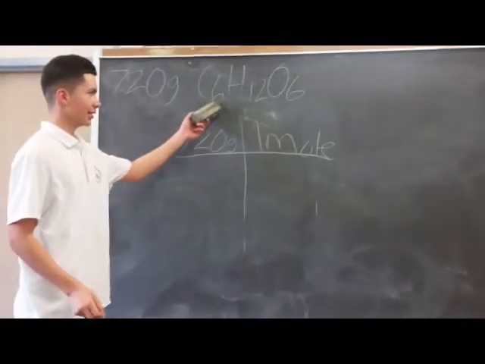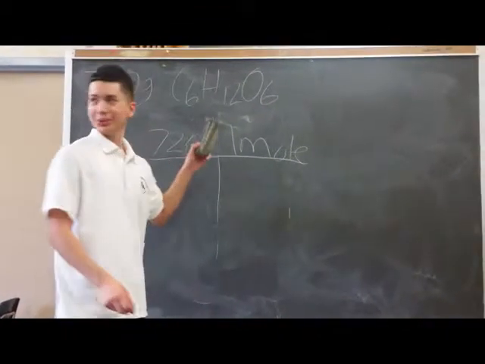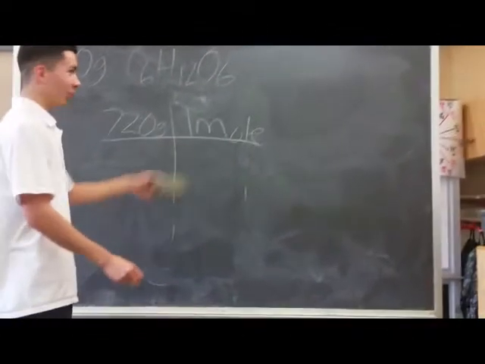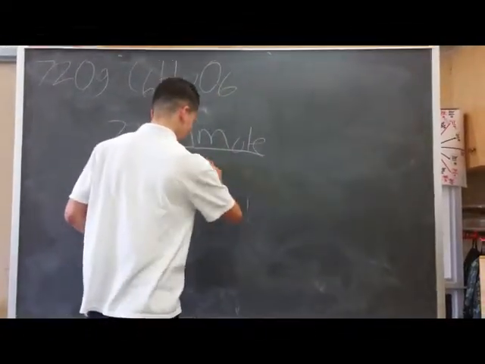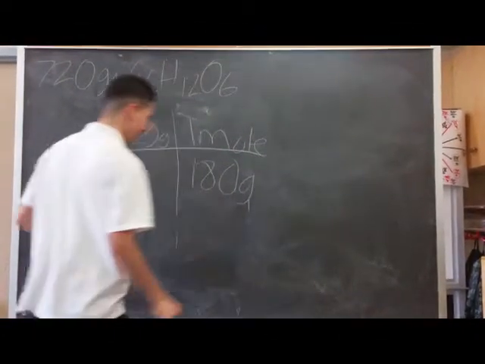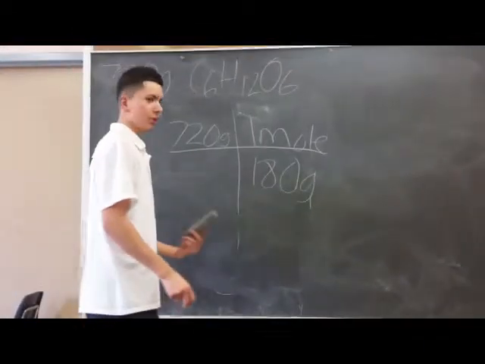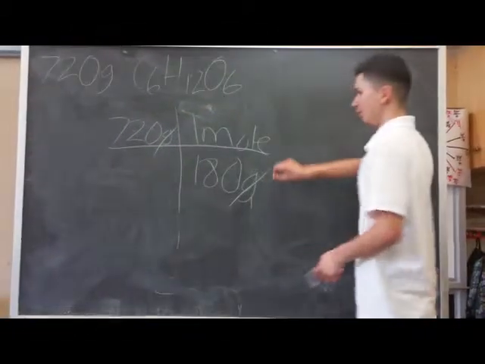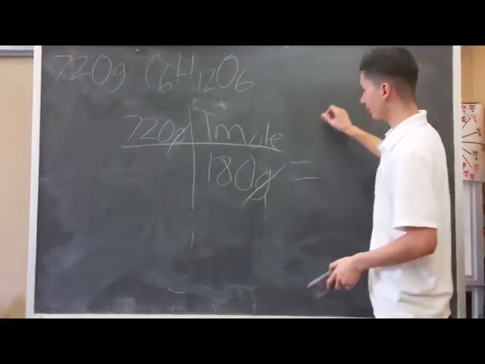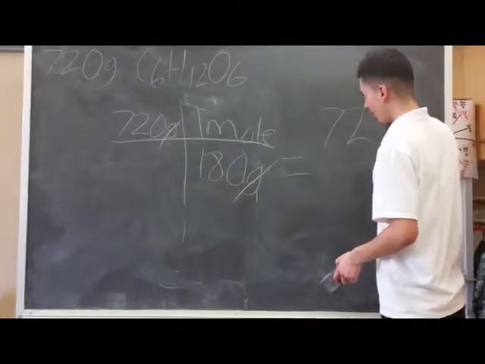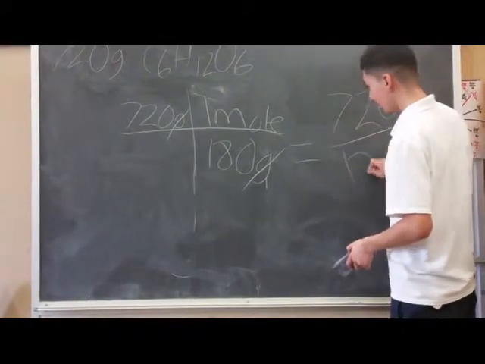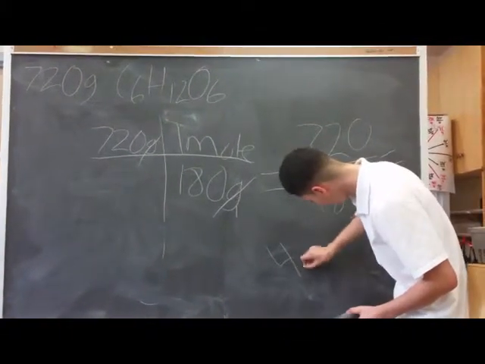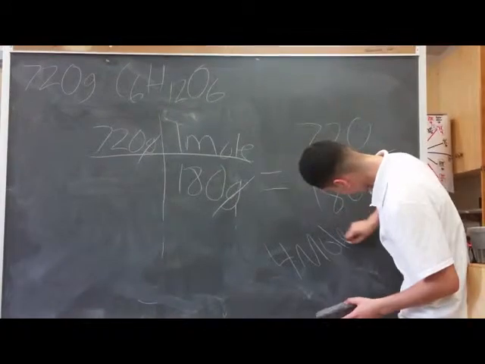And glucose has how many grams? 180 grams. And we put that down here. So what we do next is cancel out like terms. So cross out grams and move everything over. And now we divide 720 by 180, which gives us 4 moles.